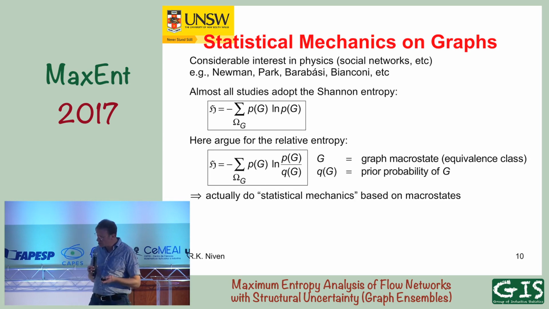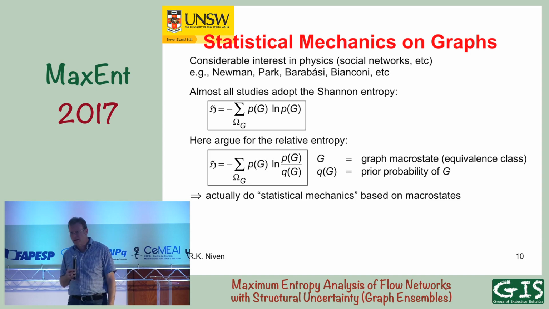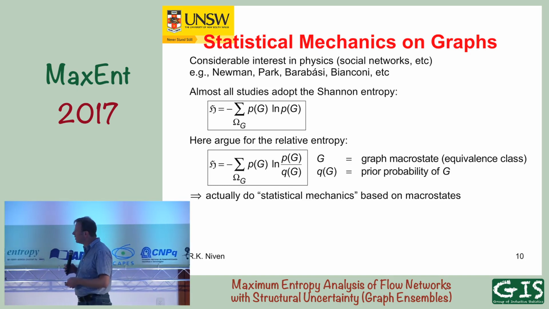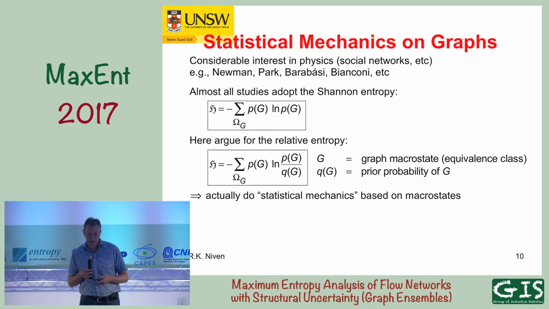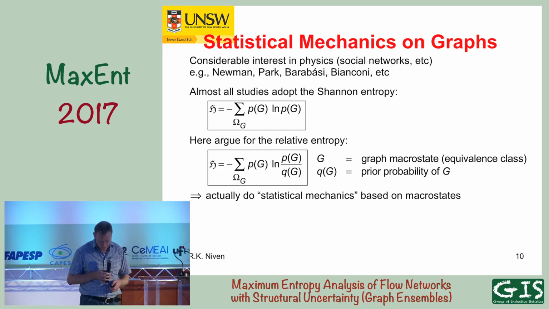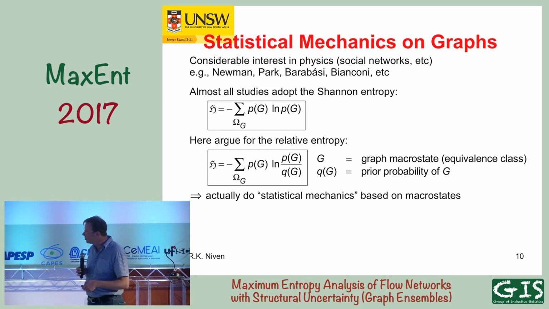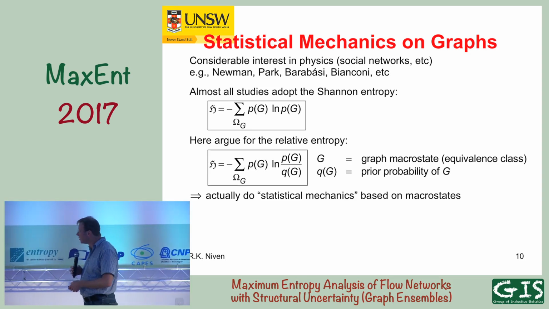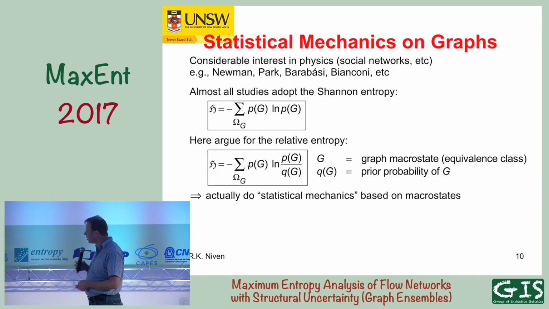And if you go through the physics literature, there's been an explosion in interest in this field over the last 20 years. And a lot of famous names that I've shown up here. But what's interesting is that almost all of these studies invoke a Shannon entropy over a graph ensemble, as they would call it. And what I'm going to do here is just argue for the use of this relative entropy function, this one here, with a graph prior.